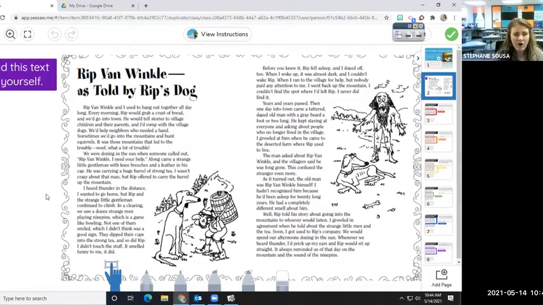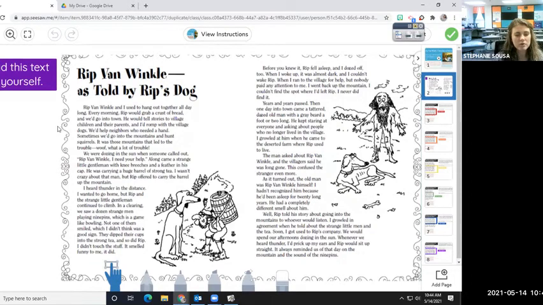Rip Van Winkle, as told by Rip's dog. Rip Van Winkle and I used to hang out together all day long. Every morning, Rip would grab a crust of bread and we'd go into town. He would tell stories to village children and their parents. I'd romp with the village dogs.